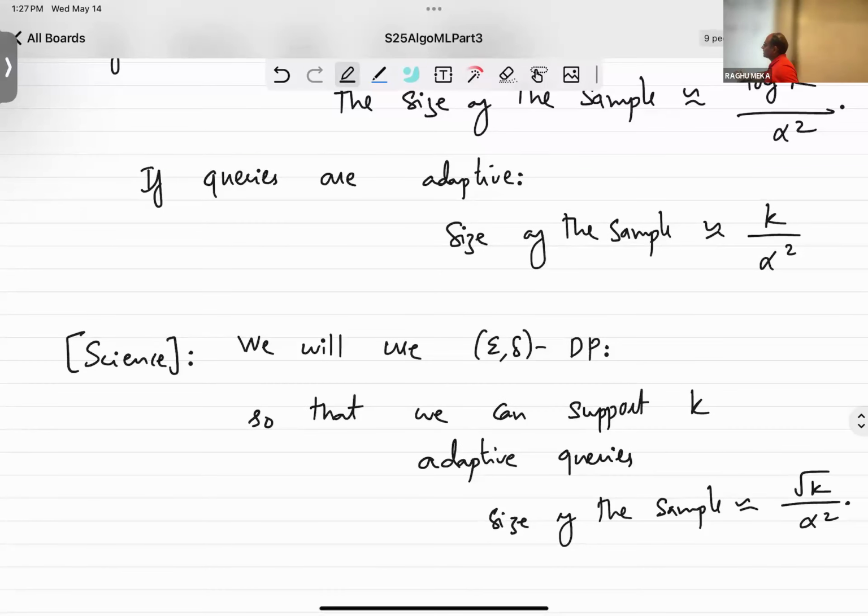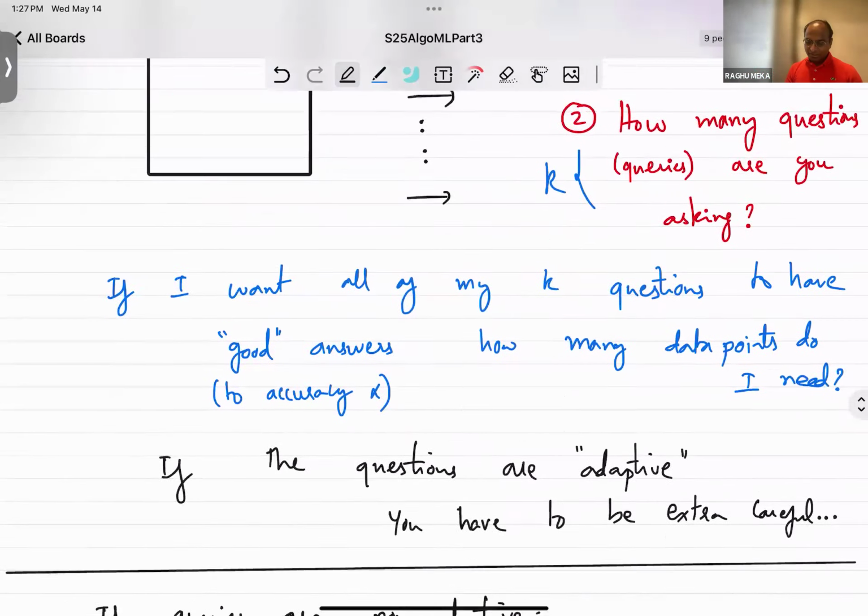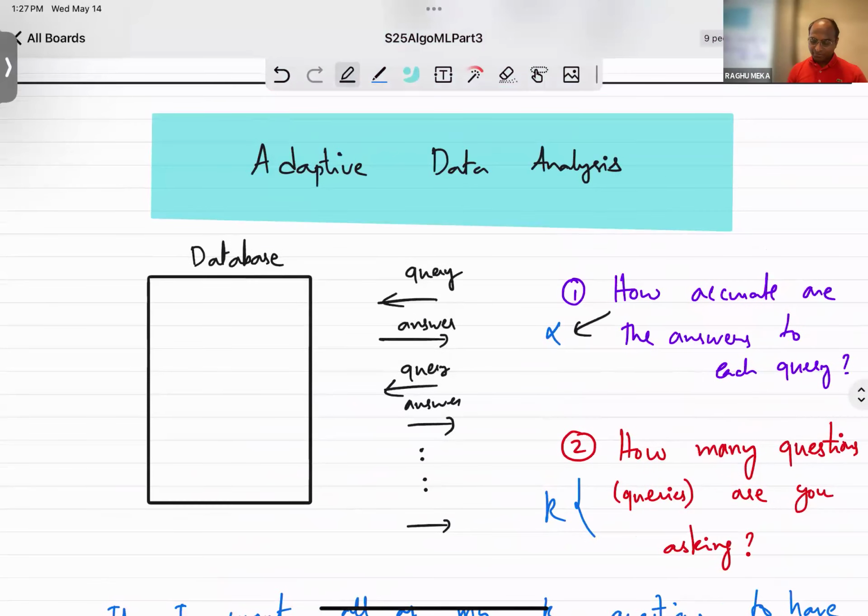And what this paper suggested is the way to do more adaptive queries with the same sampling size is the following. Whenever you do this answer here, we're not going to tell you the exact answer. I'm going to give you answer plus noise. Not because you want any privacy or anything, just so that you cannot hack or do some very fine-grained tweaking to get the desired outcome. Okay.